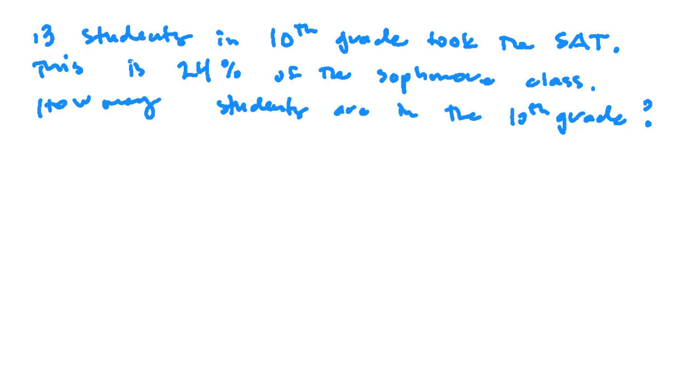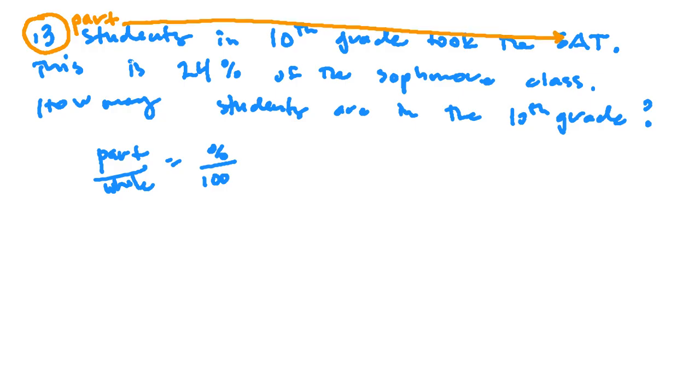So we're going to use our formula, part over whole equals the percent over 100. Part of the students took the SAT. What part? 13. This is the part that took the SAT. Everybody did not take it, but a part of the class did. So our part is 13. We do not know how many students are in the whole class, so we're going to put an X down here where the whole would be.